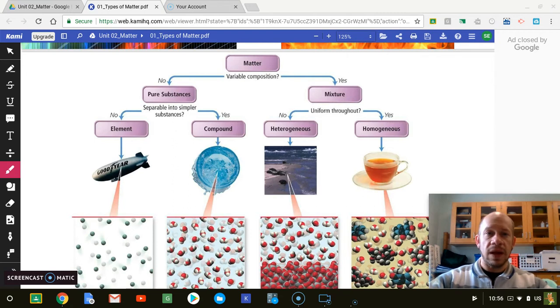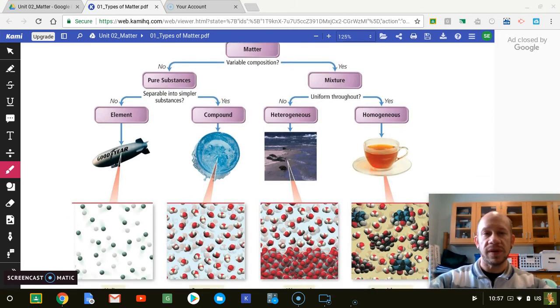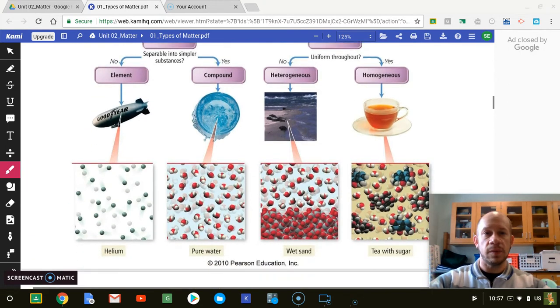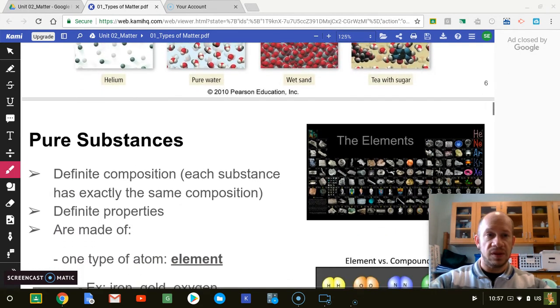If I have a variable composition, then that would be a mixture. Then we would ask ourselves, is the mixture uniform throughout? If not, we consider that heterogeneous. It has an uneven composition, it's not uniform. However, if it is uniform throughout, we consider that a homogeneous mixture. So those are our vocabulary words that we'll be working with in this unit.